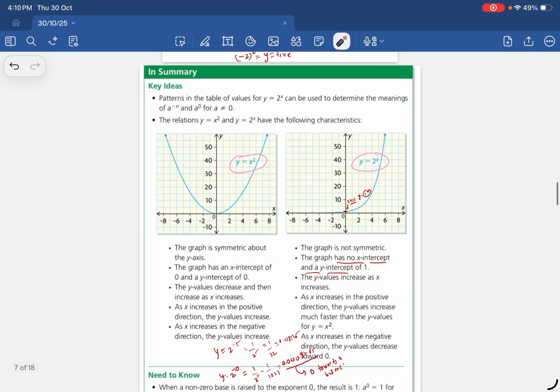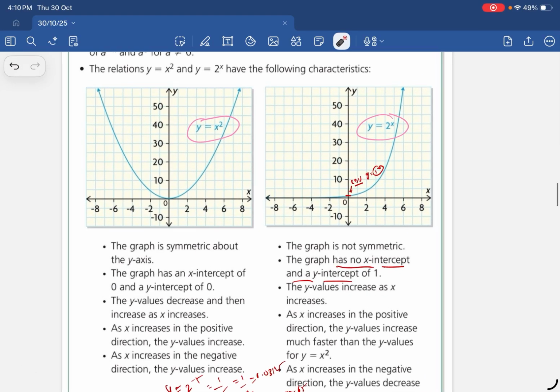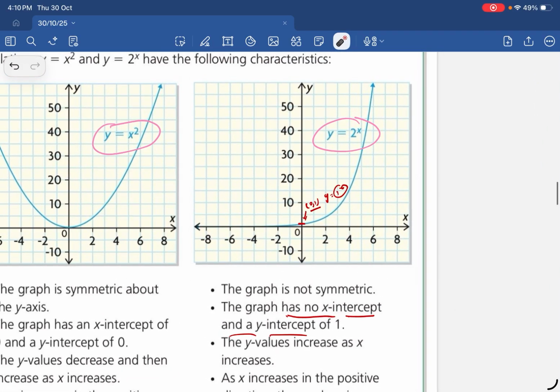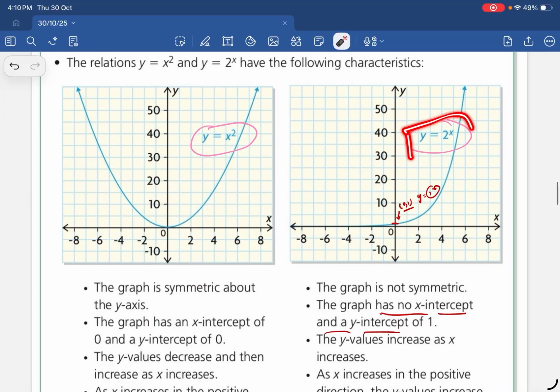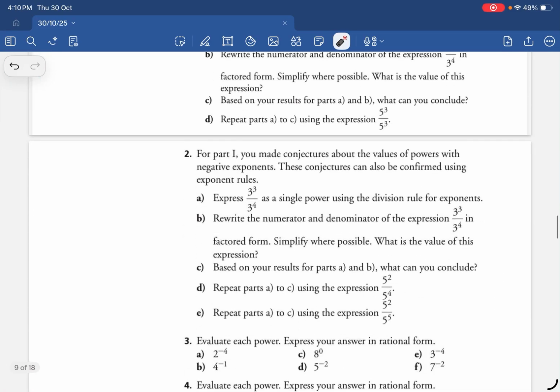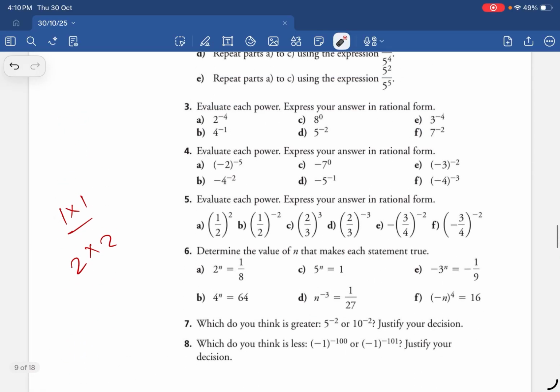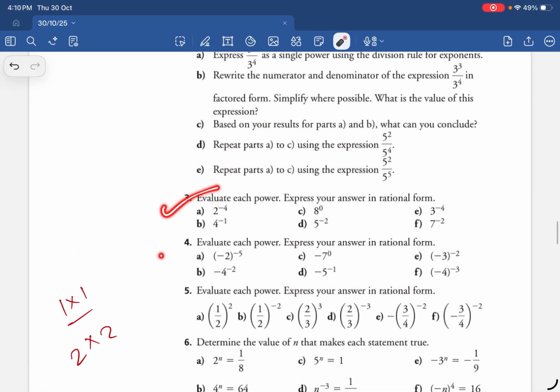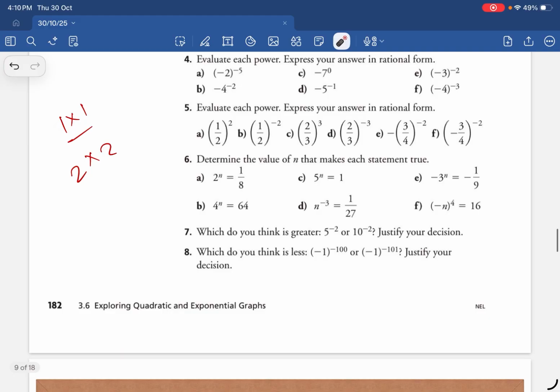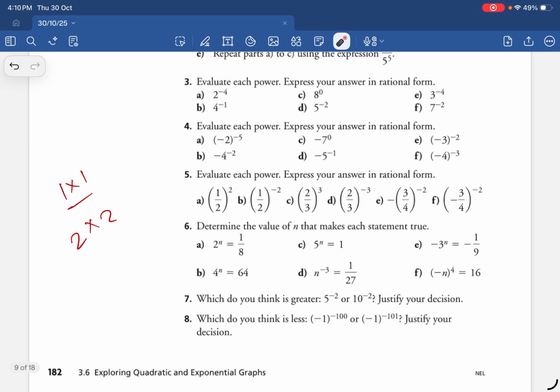Okay, I don't think there are more questions about y equals 2 to the power x that will be in your unit test, but the questions that you will encounter in your unit test are from these parts 3, 4, 5, 6. These are the questions that you are going to meet in your unit test. Okay, so we will do these questions in our next class.